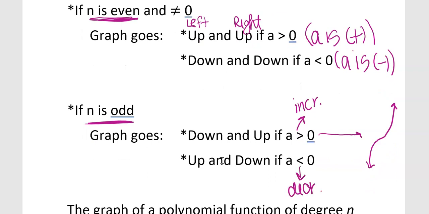And this one would be kind of like the same thing going the other way. Okay, so left side goes up, right side goes down. On the down and up, the left side goes down and the right side goes up. So odd is one of each, even, both are the same. They're either both up or both down.